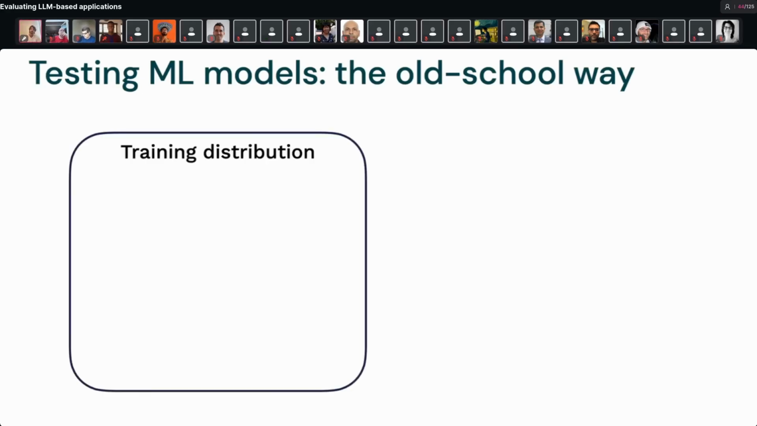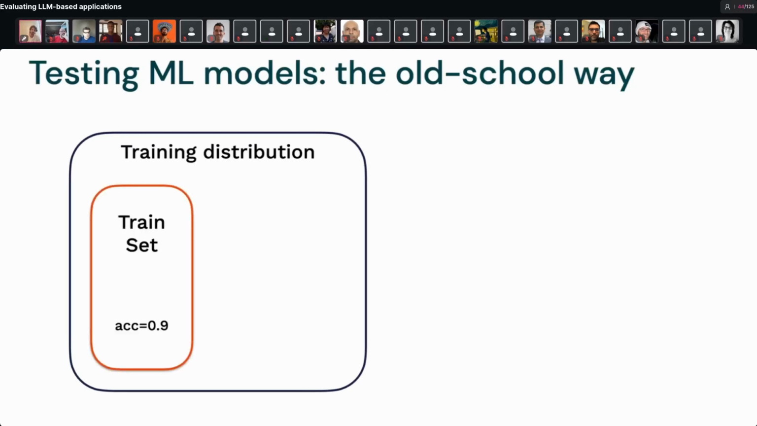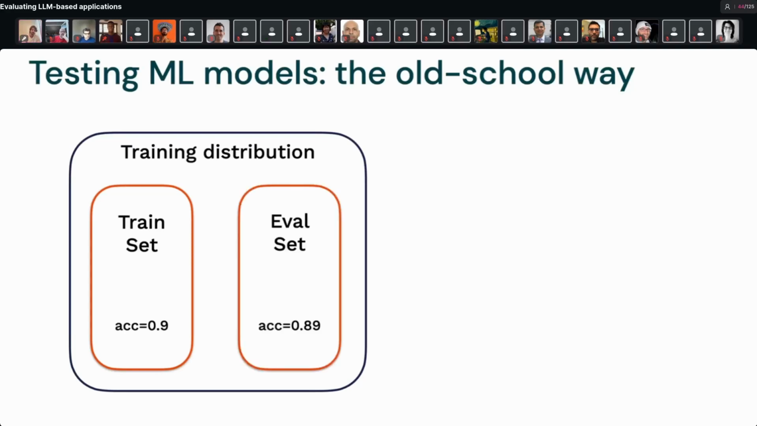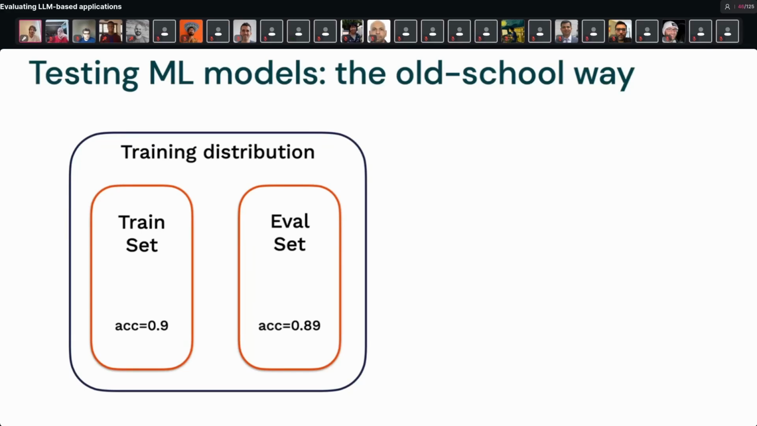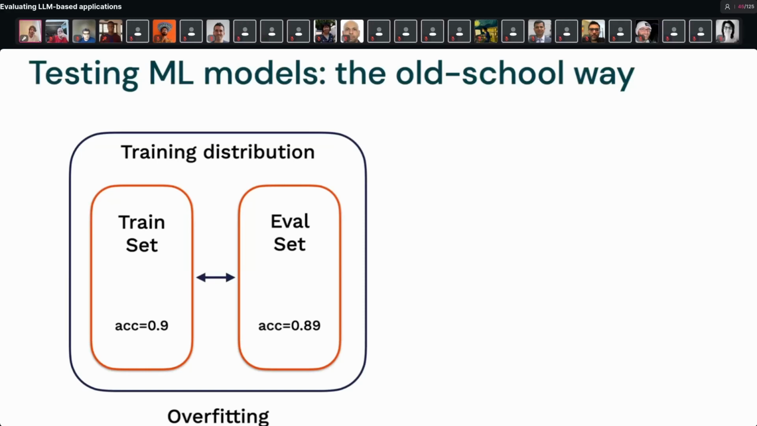In the old world, we had this notion of a training distribution. This is the data that you're going to train your model on. Then you would sample two data sets from this training distribution: you sample your training set, and you sample your evaluation set. The training set is the data you actually train the model on, and the evaluation set is the data you hold out to measure generalization performance. Then you can look at the difference between the performance of your model in these two sets, and that tells you how much your model is overfitting.